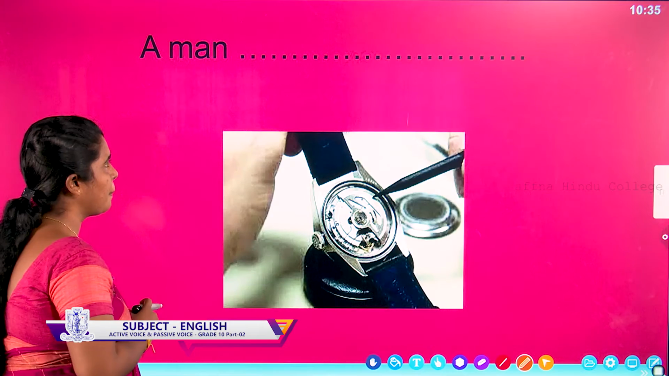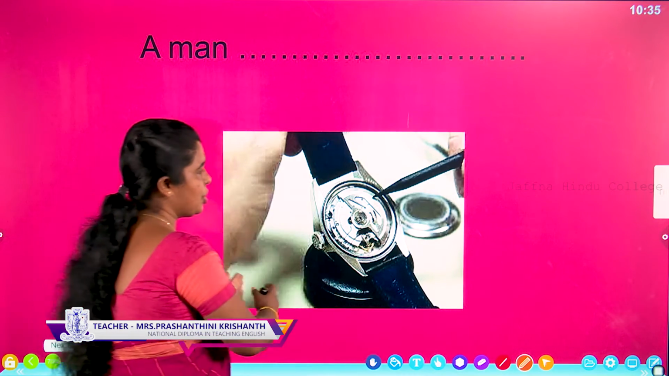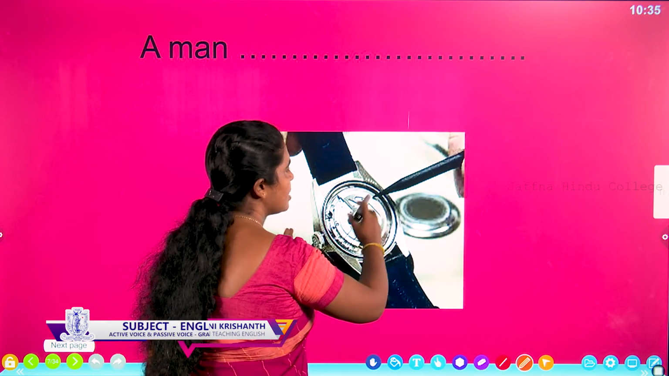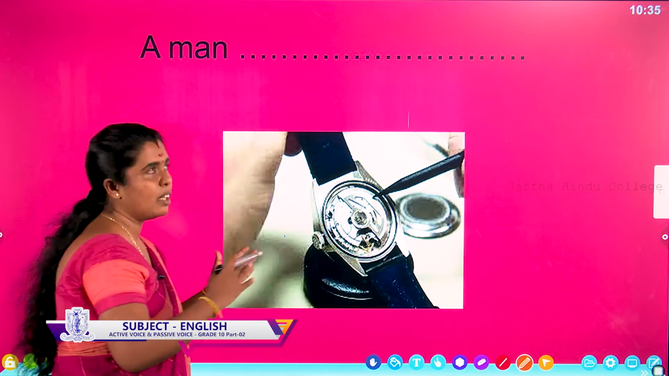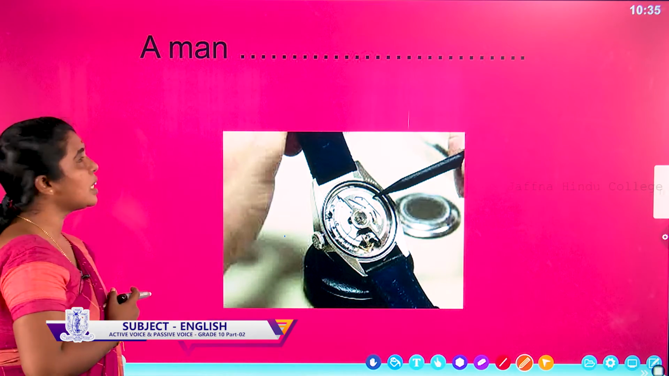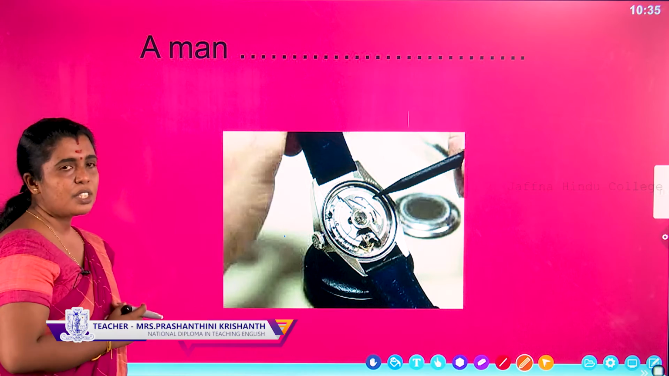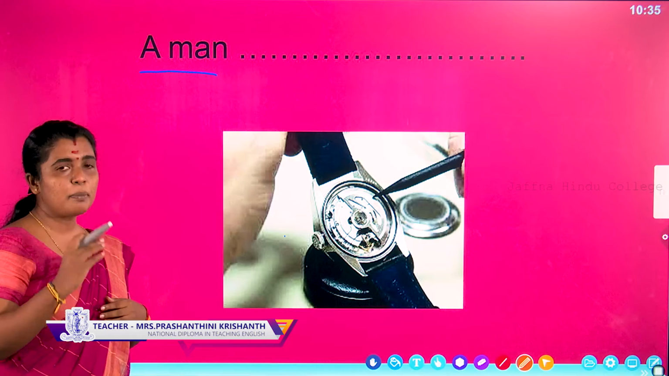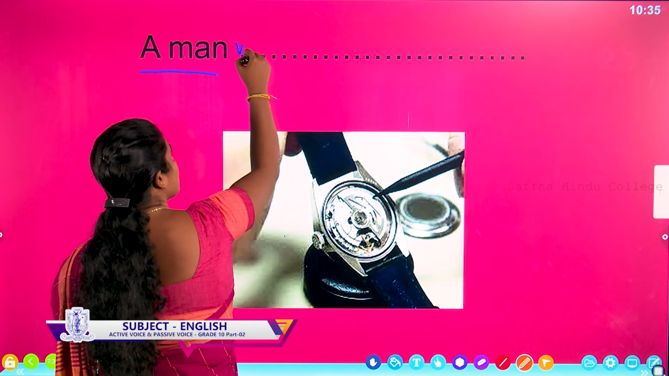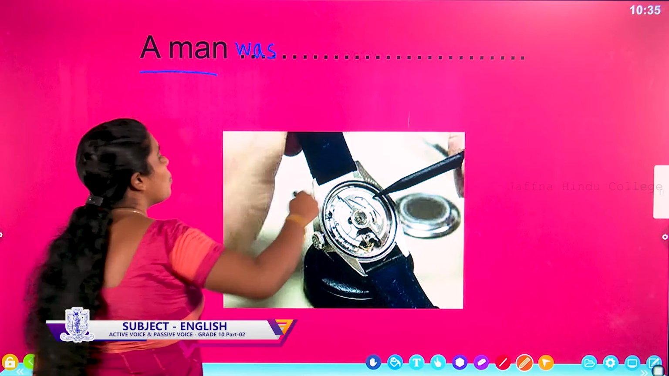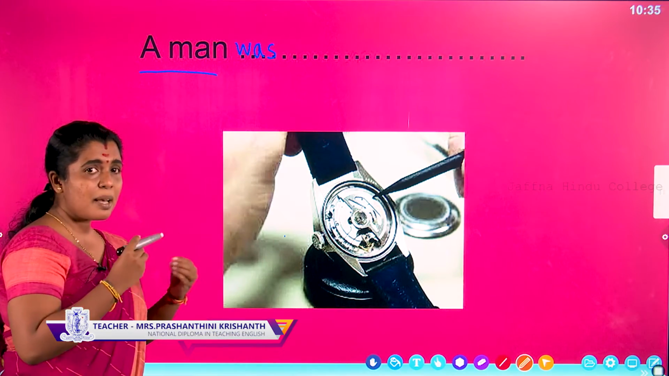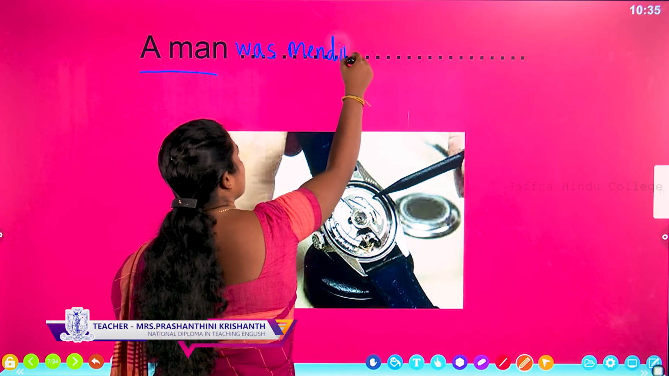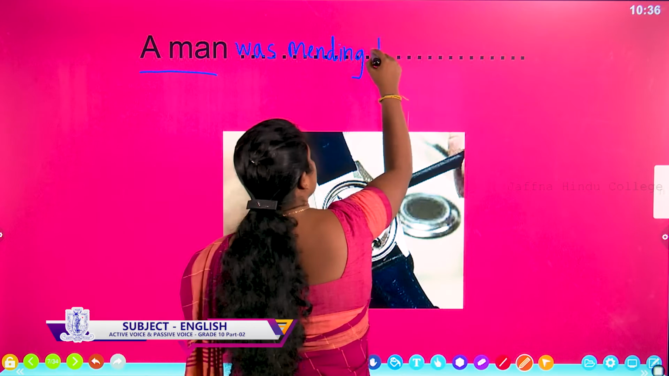Next one, see here. This is a picture. A wristwatch is there and someone is repairing or mending it. So here the clue is a man, right? A man means this is singular. So what is the suitable helping verb? Was. A man was. What was he doing? He was mending, right? A man was mending the watch.